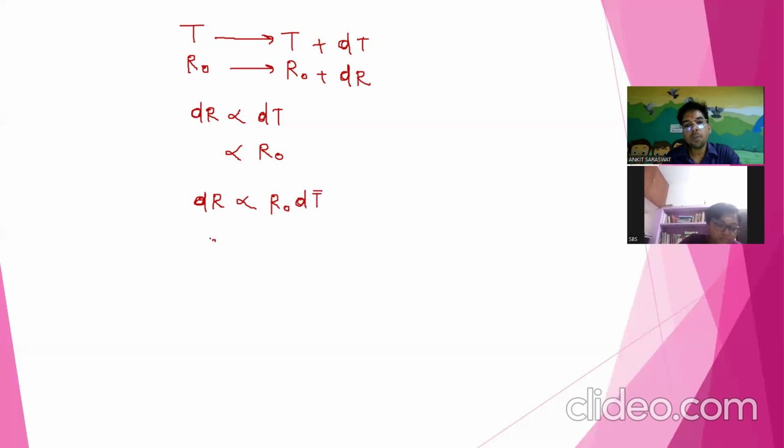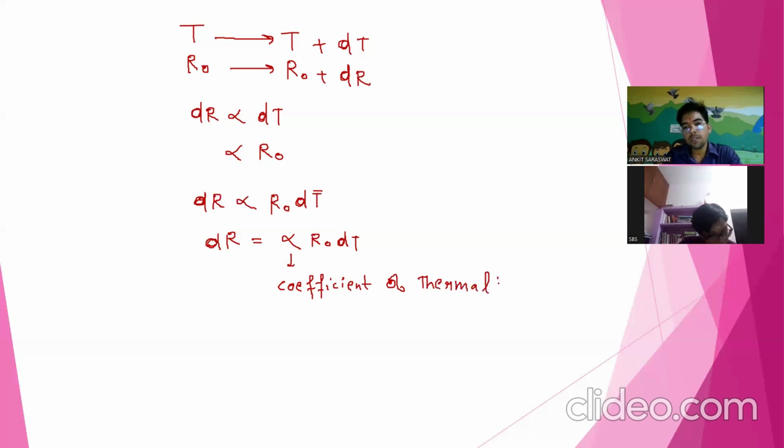Clear? And if I remove this proportionality sign, I will get one constant. That constant is alpha. This alpha is the coefficient of thermal expansion, or you can say coefficient of thermal resistance, because we are learning resistance, so it is the coefficient of thermal resistance. Clear? Any doubt? No doubt, sir.